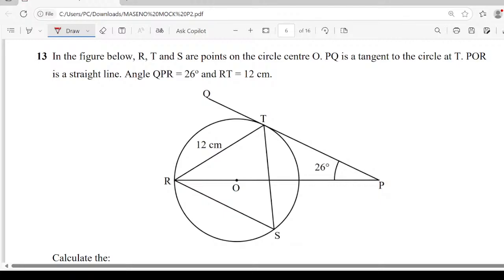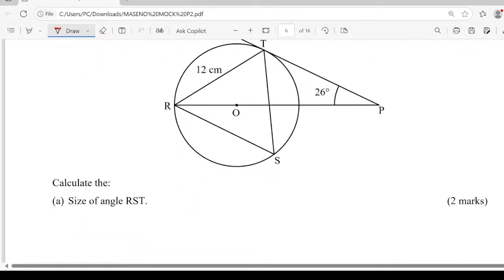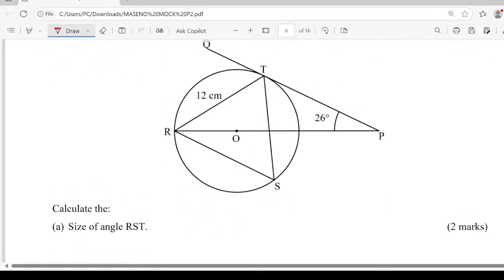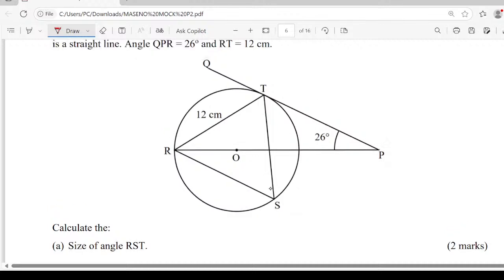Let's see. RT is equal to 12 centimeters. Calculate the size of RST. Where is RST? They want the size of this angle here. How do we get that angle? Remember, this question is a very, very simple question for you learners to answer, but you need to apply some concept.